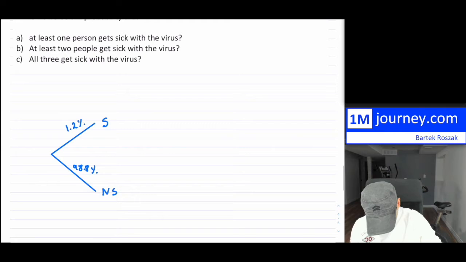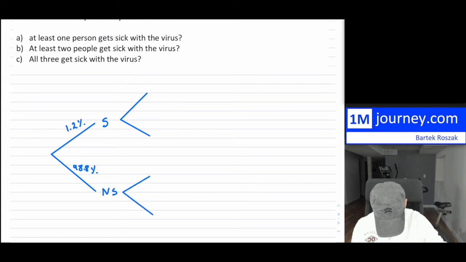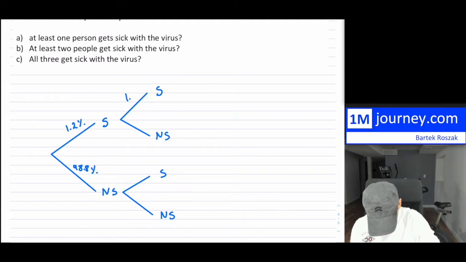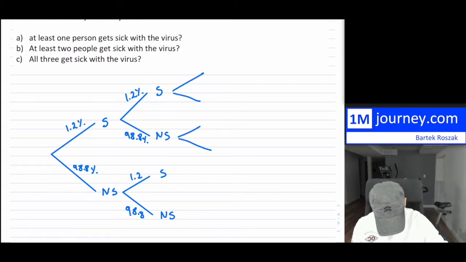Now, for the second one, we have 1, 2, and then 1, 2. The second person might get sick or might not get sick, and the same thing happens here. If the first person doesn't get sick, the other one can get sick or not sick. And these are 1.2% and 98.8%, 1.2%, 98.8%. And then finally, you would get this happening again. So all this would give us all the possibilities.